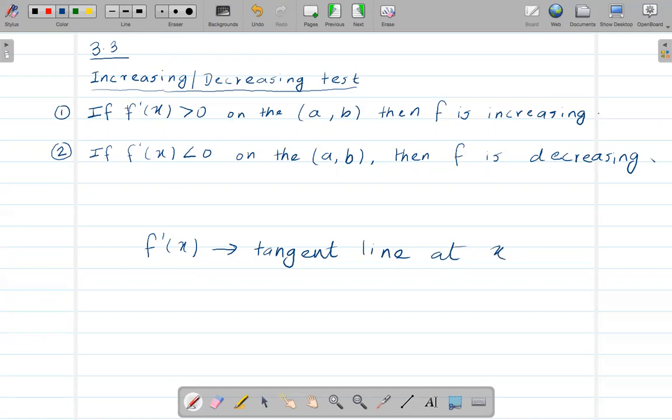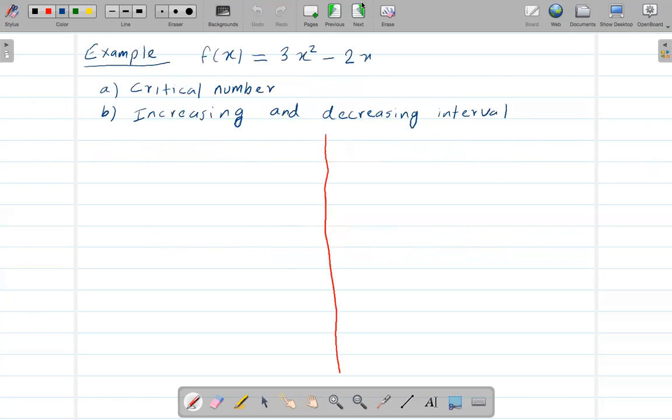If f prime of x is greater than 0, that means the slope of the tangent line at x is greater than 0. If the slope of the tangent line at x is greater than 0 on a certain interval, then f is increasing in this interval. And if the slope of the tangent line is less than 0 on this interval, then f is decreasing on this interval. Then let's do an example.